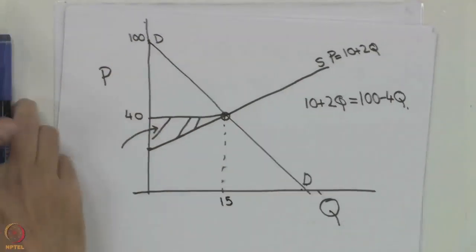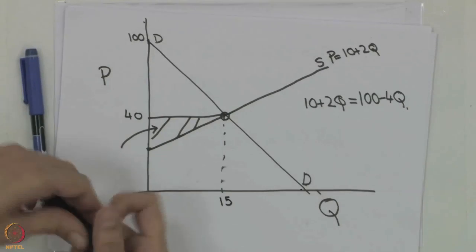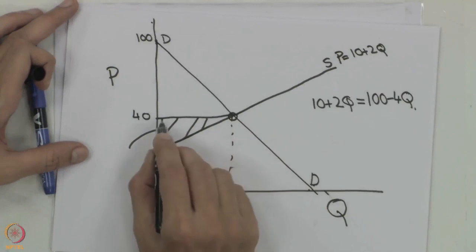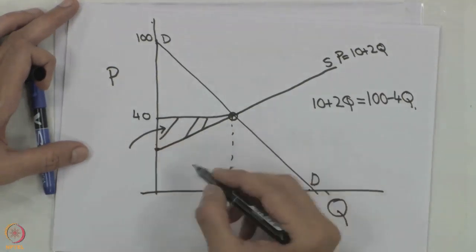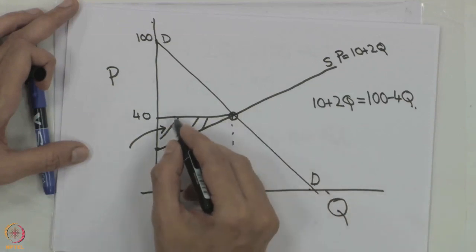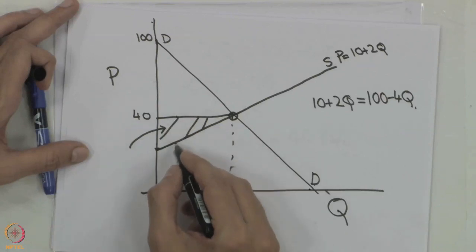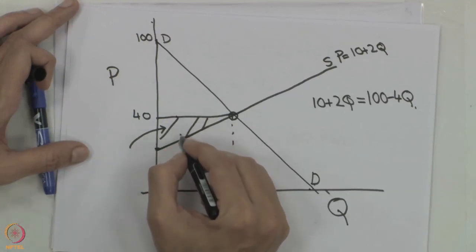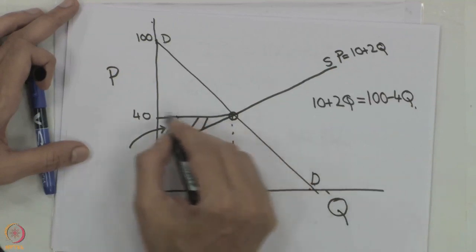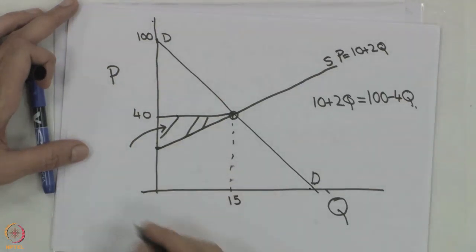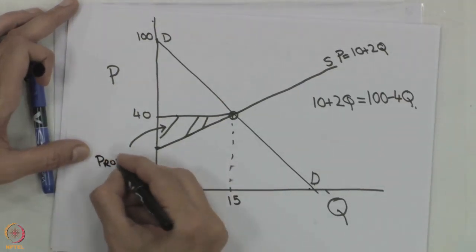The shaded area that we have is the surplus of the producer, because the producer is getting 40 rupees per liter, and at any quantity less than 15, you are getting 40, but the supply curve says the willingness is a smaller value. So at any point, this is the surplus, which is the producer's surplus. When you sum it up over the total amount of Q, this is the amount.